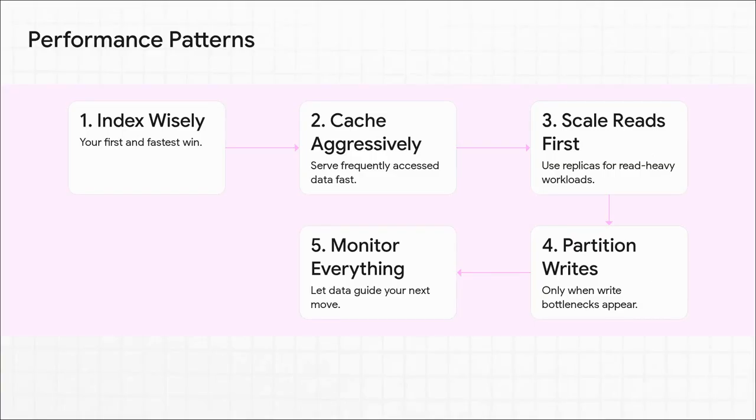Number 1, index wisely. It is your cheapest, fastest first line of defense. 2, cache aggressively. Don't make your database do work it doesn't have to. 3, scale your reads first with replicas. It's way simpler than sharding. 4, only partition for writes when you see a write bottleneck, and you absolutely have to. And 5, the golden rule. Monitor everything. Your metrics are your map. Don't guess. Let the data tell you where the next problem is.